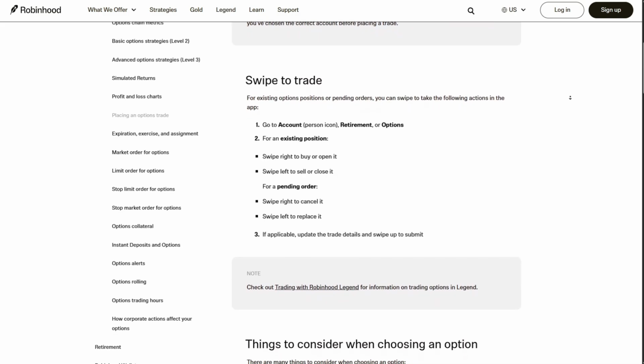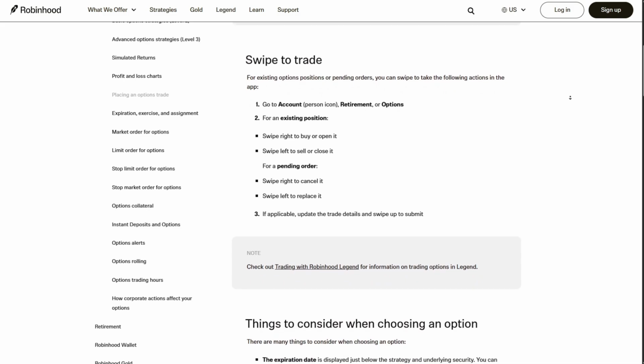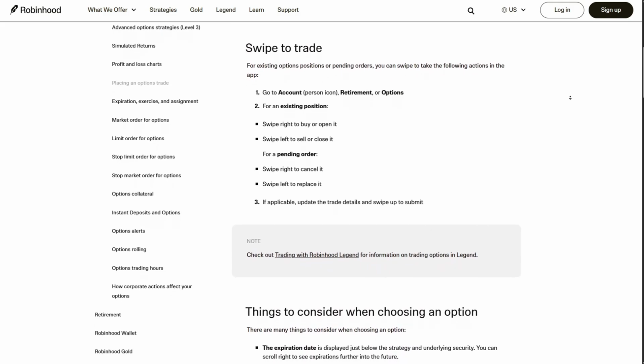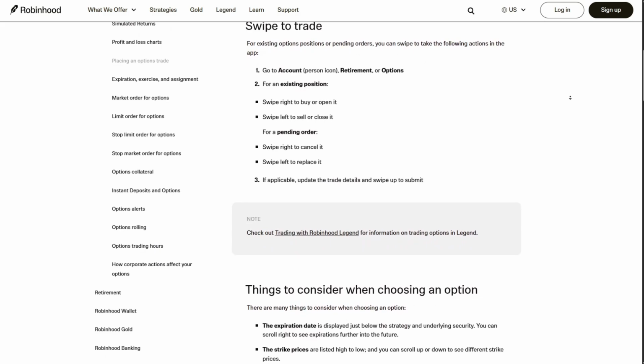You'll also see things like break-even price, where the stock needs to be at expiration for no loss. Chance of profit, an estimate based on market models. You can set the order type.